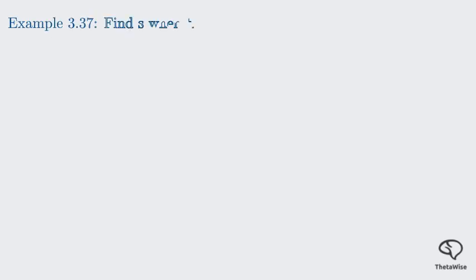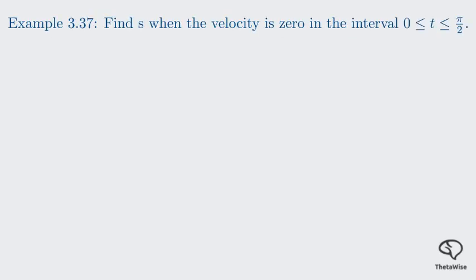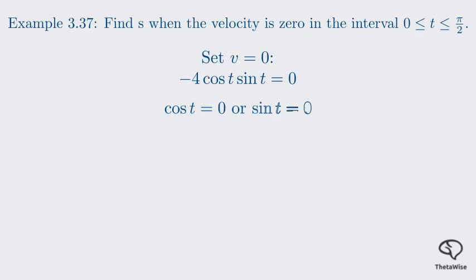Continuing with our trigonometric example, we now have a velocity function. The question is, when is the velocity 0? Just like before, at rest means velocity equals 0. So we set our velocity function to 0. We have negative 4 cosine t sine t equals 0. This equation is true if either cosine t is 0 or sine t is 0. On the unit circle, cosine t is the x-coordinate and sine t is the y-coordinate.